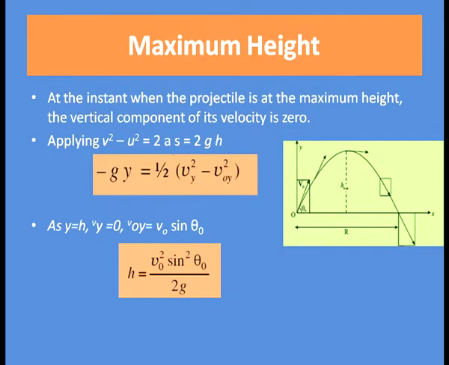Now, let us calculate maximum height. First of all, what is maximum height? At the instant when the projectile is at the maximum height, the vertical component of its velocity is 0.